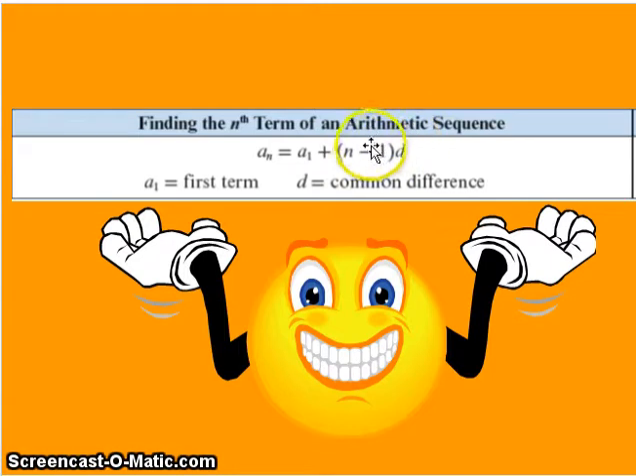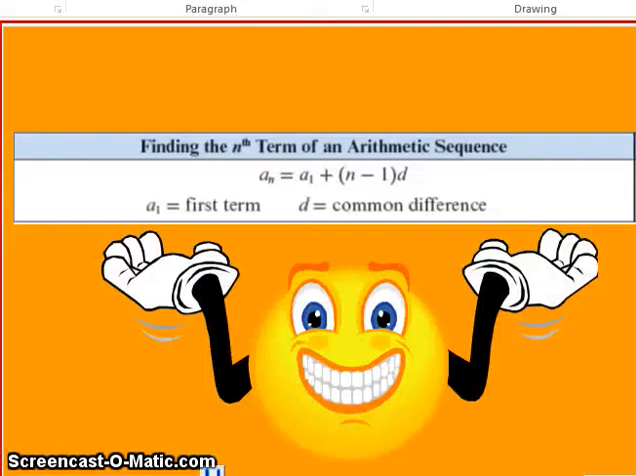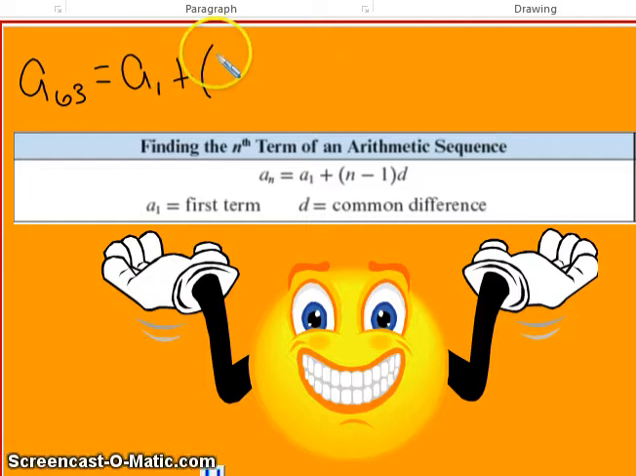Now, what that means is, say we want to find the 63rd term. So I want to find a sub 63. That means the 63rd term. I would take the first term, whatever that is, and add my term number that I'm looking for, which is 63, minus 1 times my common difference. So that n is the term number that you're looking for.